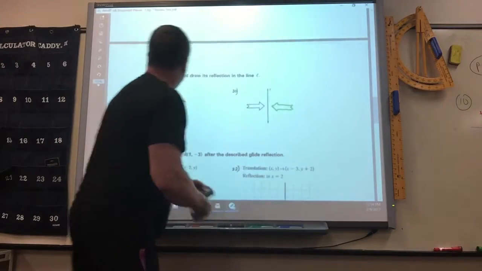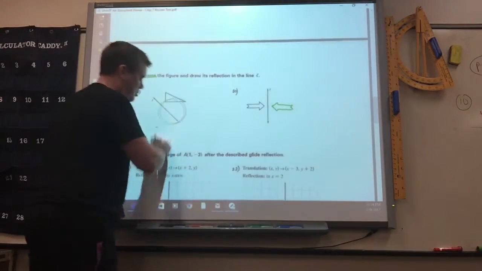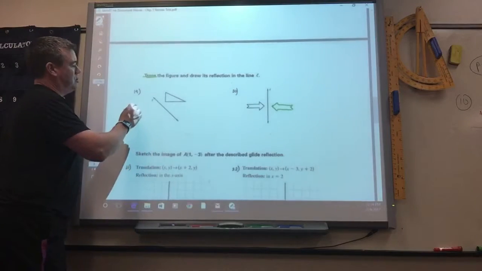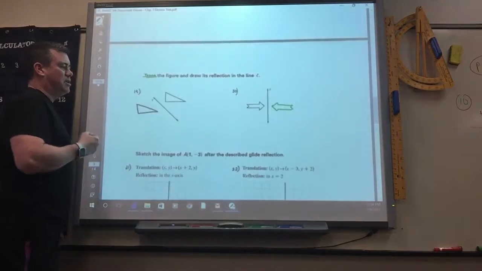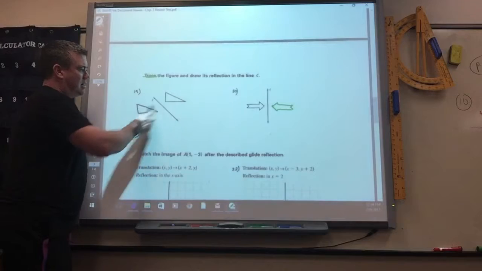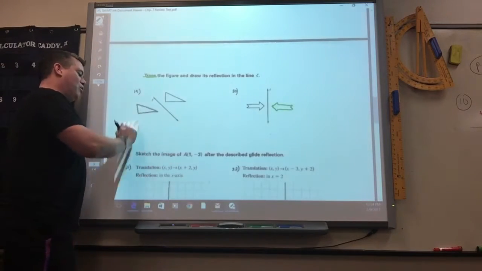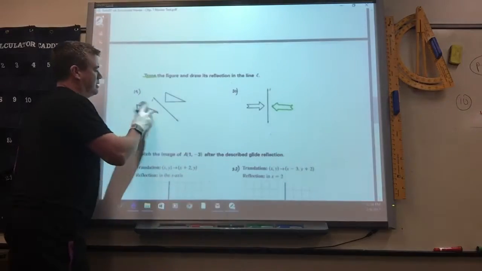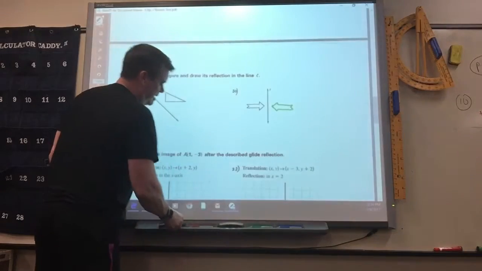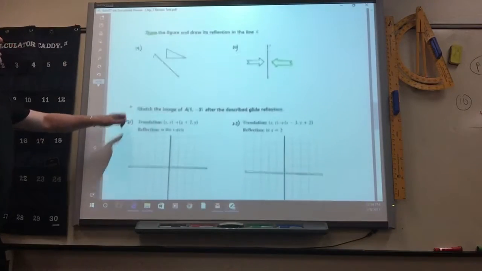It's tough to get it exact. The one thing I see that people do wrong when they're doing this is they'll just draw the same thing over here. That translation is wrong. It's got to be folded over. So again, if it's not exact, that's fine, but I can tell if you did it right.